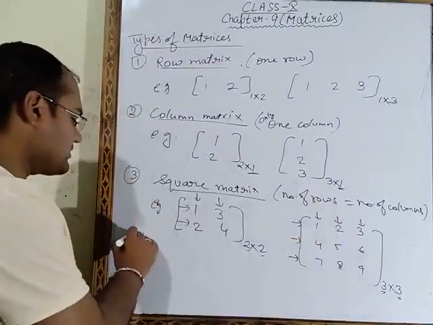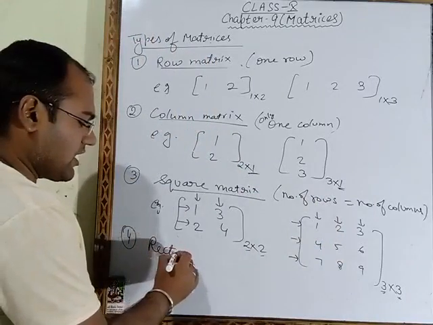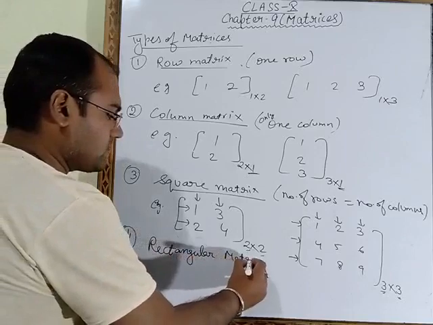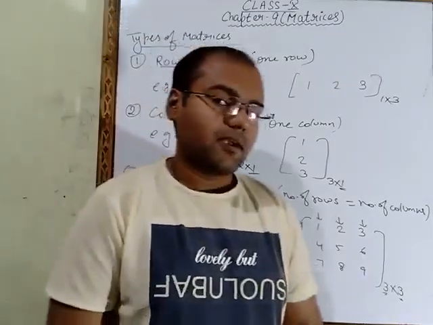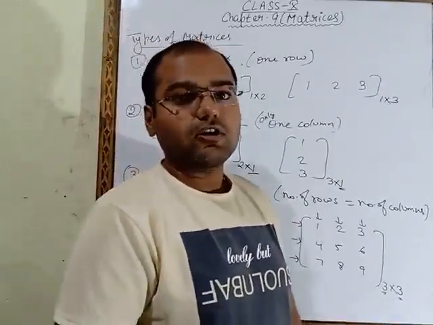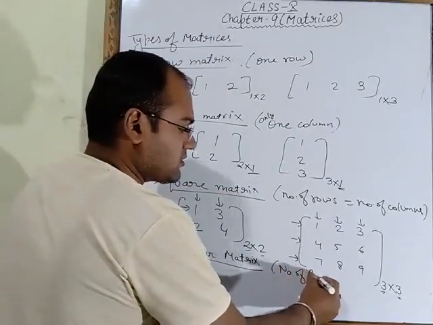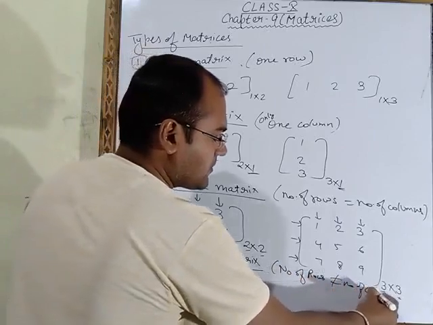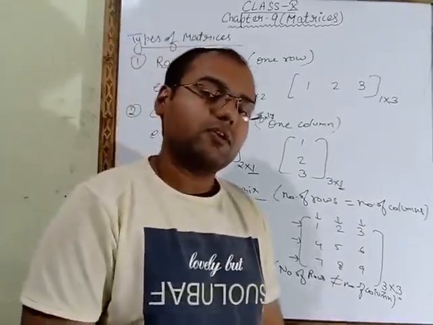Now the fourth one is the rectangular matrix. Fourth type is rectangular matrix. A rectangular matrix is a matrix in which number of rows and number of columns are not equal. What I said? Number of rows are not equal to number of columns. Number of rows and number of columns will be different.